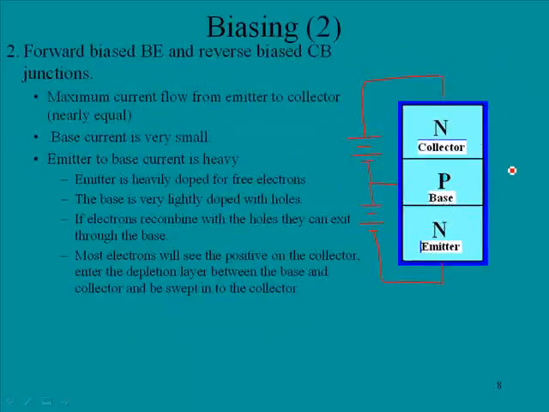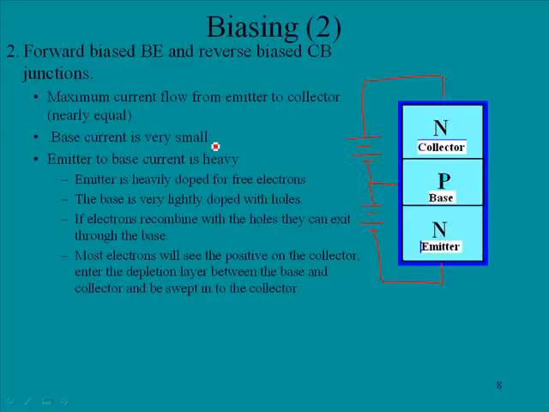Okay, biasing arrangement number 2. This is forward biasing the base emitter junction and reverse biasing the collector base junction. This allows for maximum current flow between the emitter and the collector. And what we'll find is that almost the same current that is going through the emitter will be in the collector as well. We'll pick that up on the next screen.